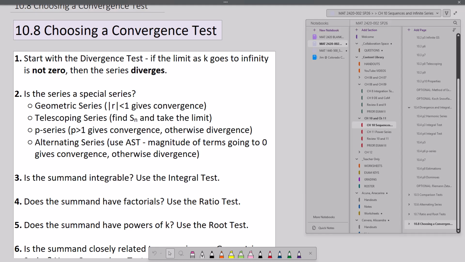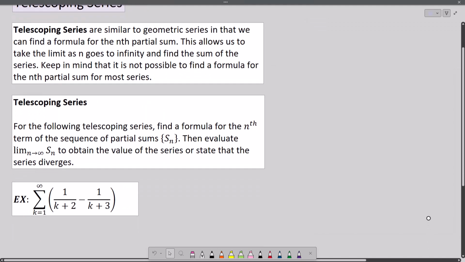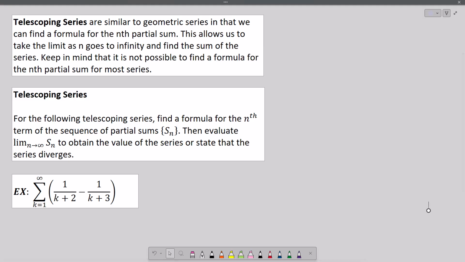When you have a series that's not a special series, it's just kind of more random, then we're going to go down to these tests. So we just want to sort of keep track of where we are. So right now we're looking at special series. We've got one special series so far, that's the geometric series. Now our second special series is called a telescoping series.